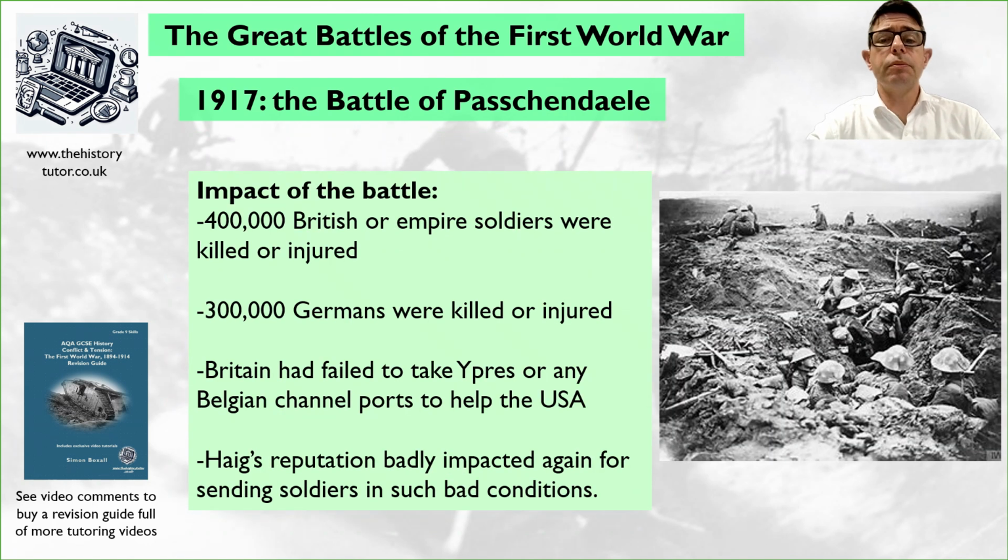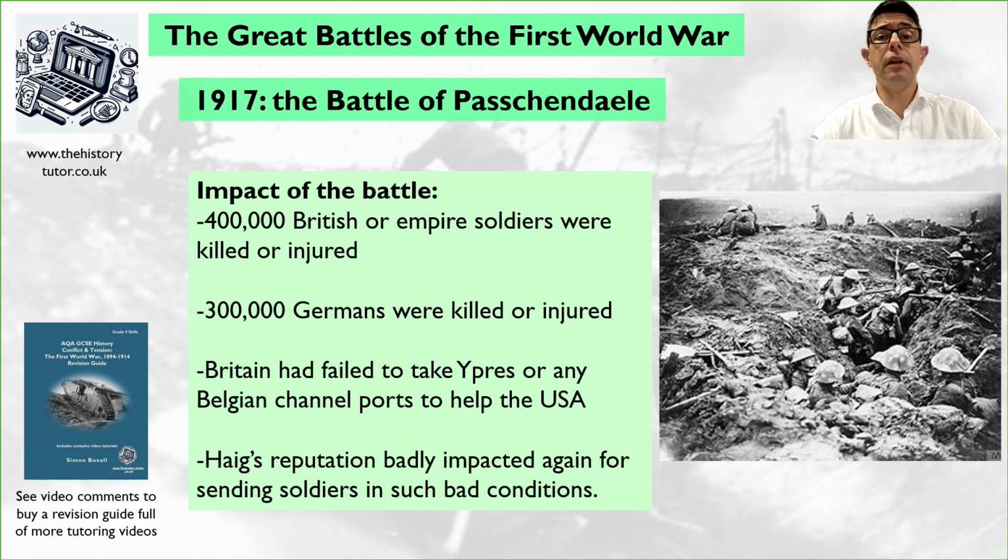So what was the impact of this? Well, 400,000 British or Empire soldiers were killed or injured. 300,000 Germans were killed or injured. Again, we can talk about a battle of attrition. This would have been much more of the experienced soldiers of the German army being taken, those that remained from 1916. The German army would have been much more significantly weakened than the Allies side.